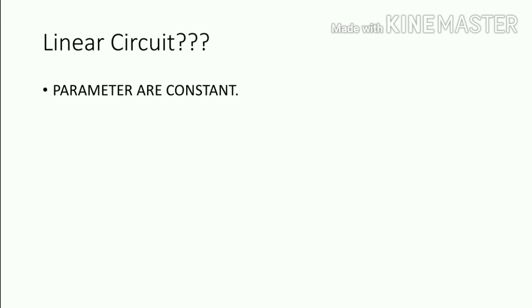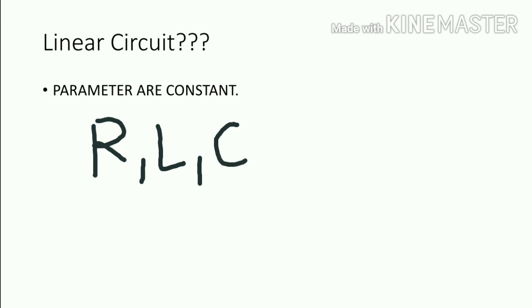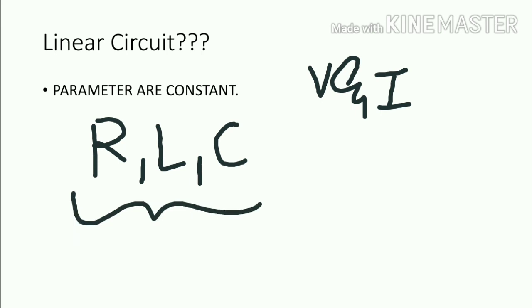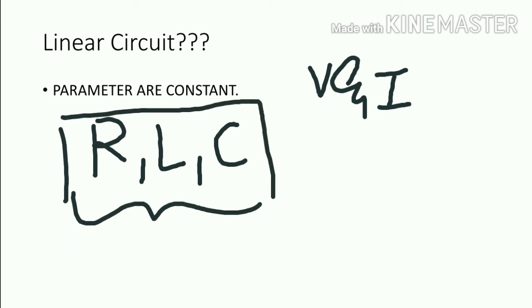What is a linear circuit? In a linear circuit the parameters are constant. Now, what are the parameters? Parameters may be resistor, inductor or capacitor. Whatever the value of the voltage and current, or if the value of voltage and current changes, the parameter remains constant. It doesn't affect the property of the resistor, inductor and capacitor. This is known as the linear circuit.